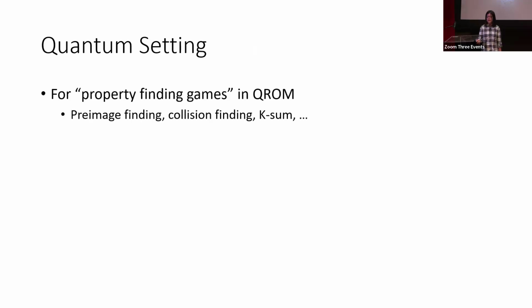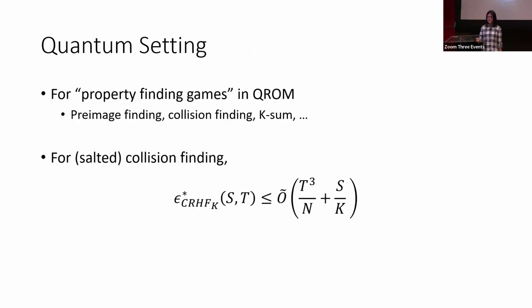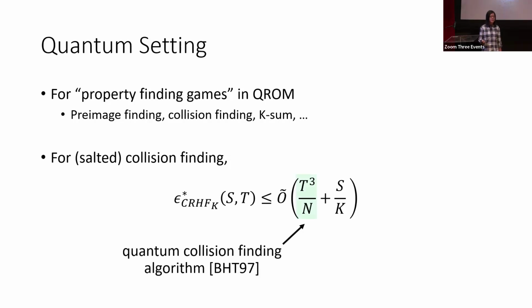Then for our quantum setting, we get a tighter bound in the quantum random oracle model for a special set of games which we call property finding games. This set of games are some games without challenges, and that includes zero preimage finding, collision finding, k-sum, and so on. Specifically for salted collision finding, we give an upper bound for this non-uniform security, which is T cubed over N plus S over K. This T cubed over N actually comes from the uniform security of quantum collision finding, and it is achieved by the quantum collision finding algorithm, the BHT algorithm. And the preprocessing advantage term, S over K here, is tight because it matches the most intuitive attack, which is just to store collisions of S salts, even for quantum adversaries, even for quantum advice.